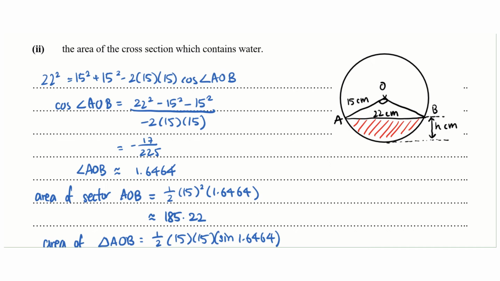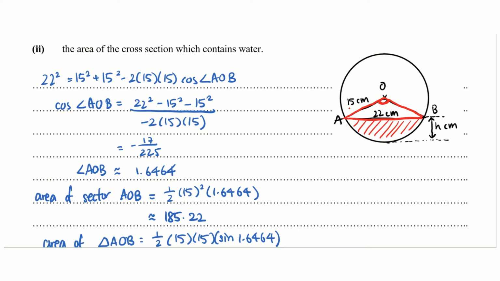In part 2, we want to find the area of the cross section which contains the water. So the part that contains the water is the part that I've shaded over here. In order to find the area of this segment, I will need to consider the area of the minor sector here, and then minus away the area of the triangle AOB. But to do that, I will first need to find the angle of AOB. So to find the angle of AOB, we will refocus on this triangle.